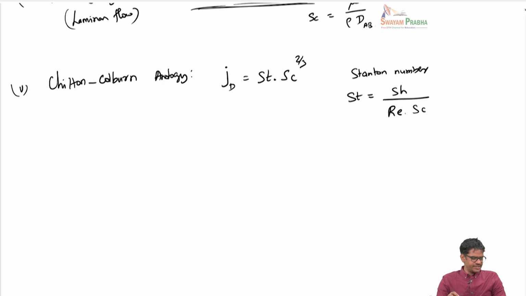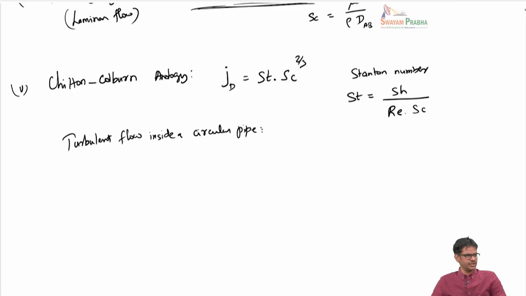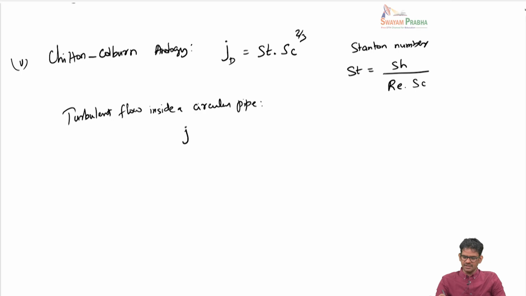For a particular situation, let's say you have a turbulent flow inside a circular pipe. For this particular specific condition, you would have an expression something like jD is given as 0.023 Reynolds number to the power minus 0.17.